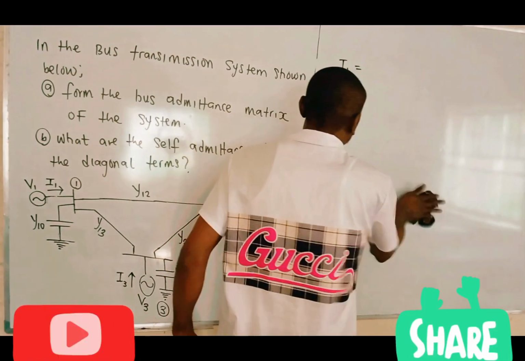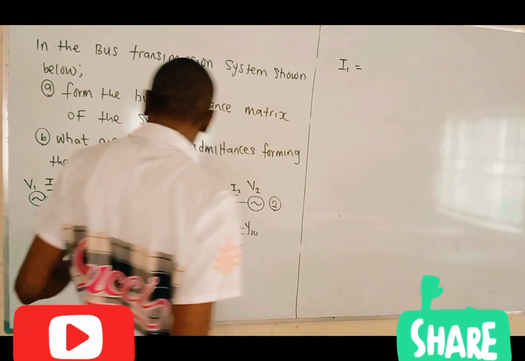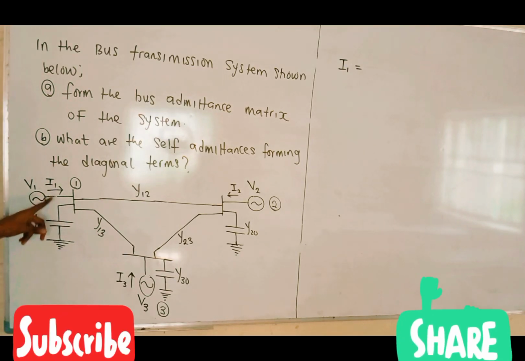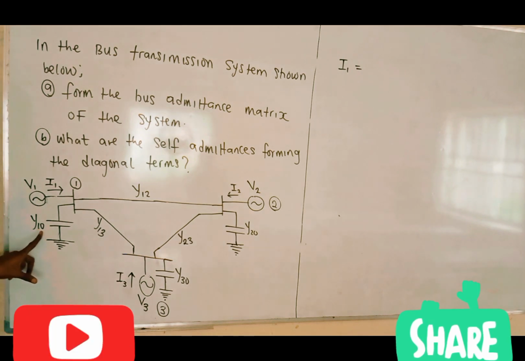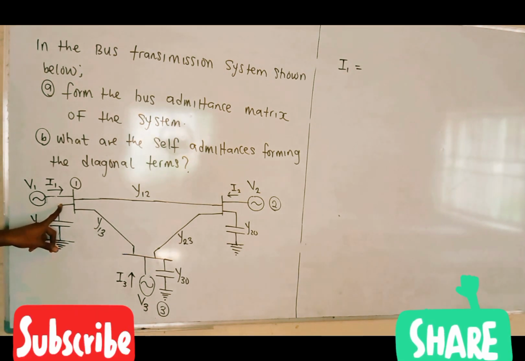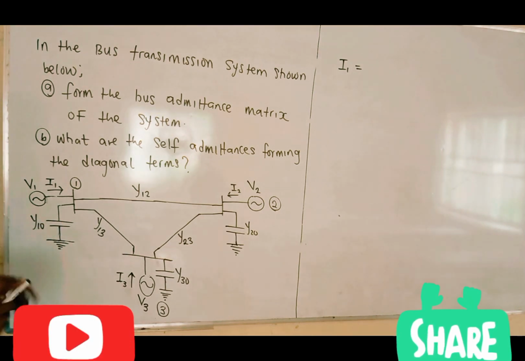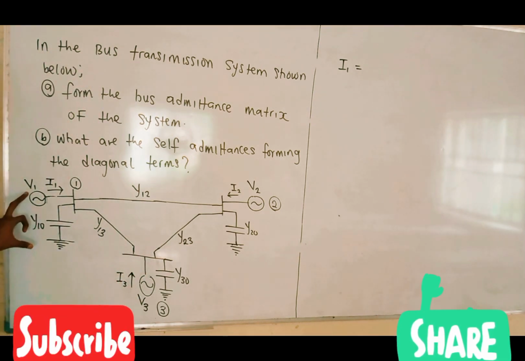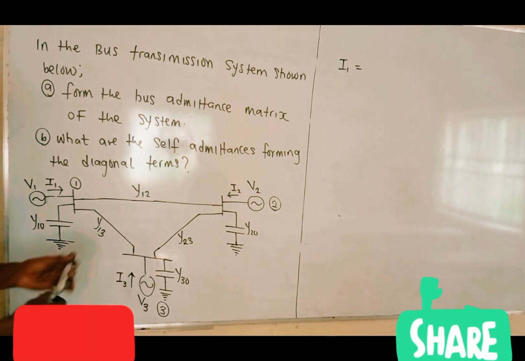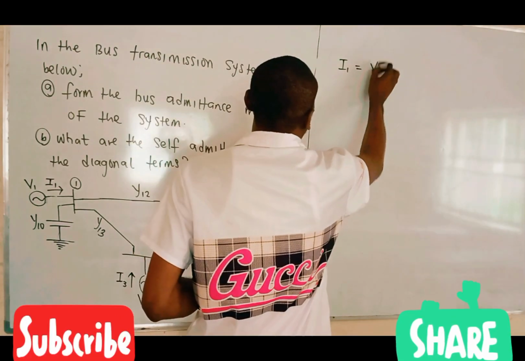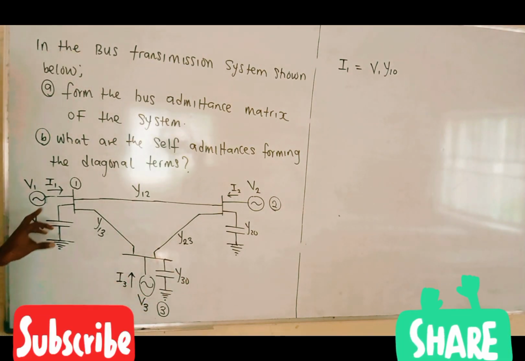So now we're going to write the equation for current I1 from the first bus, and you find out that the admittance to the ground here is Y10. That's the first admittance we're going to write. V1 is the voltage at bus 1, so we have V1 multiplied by Y10. That's the current at this particular bus.